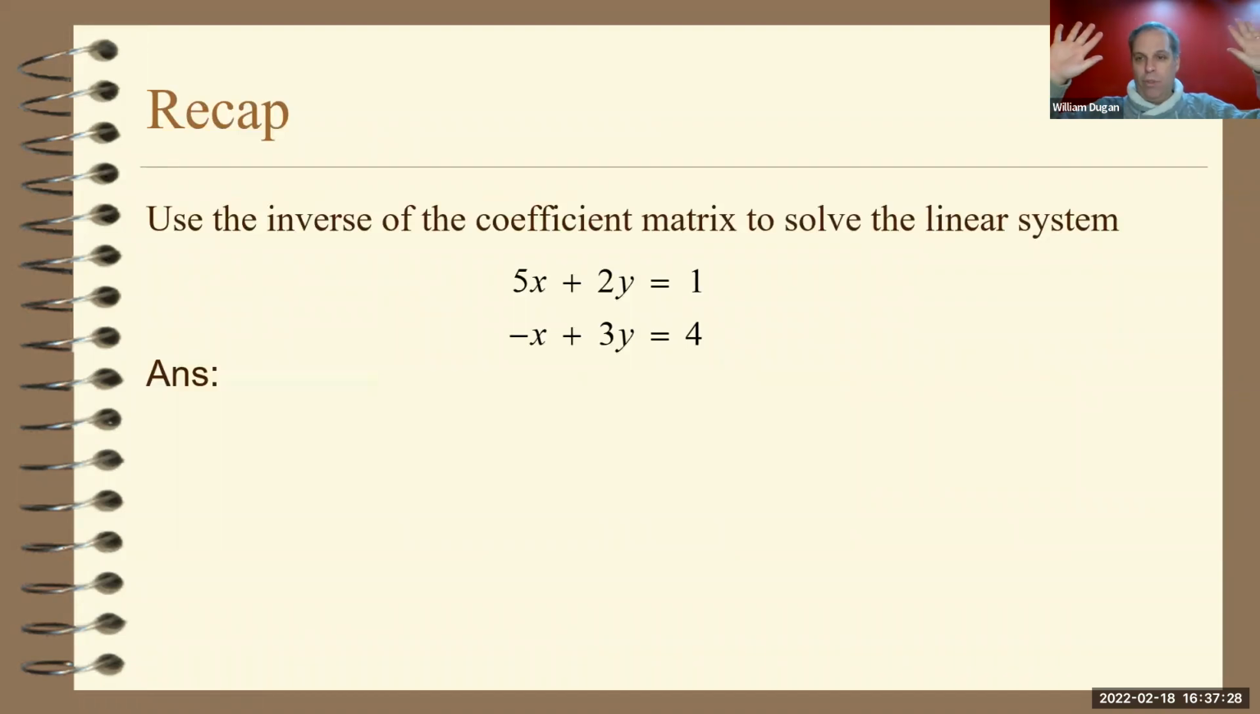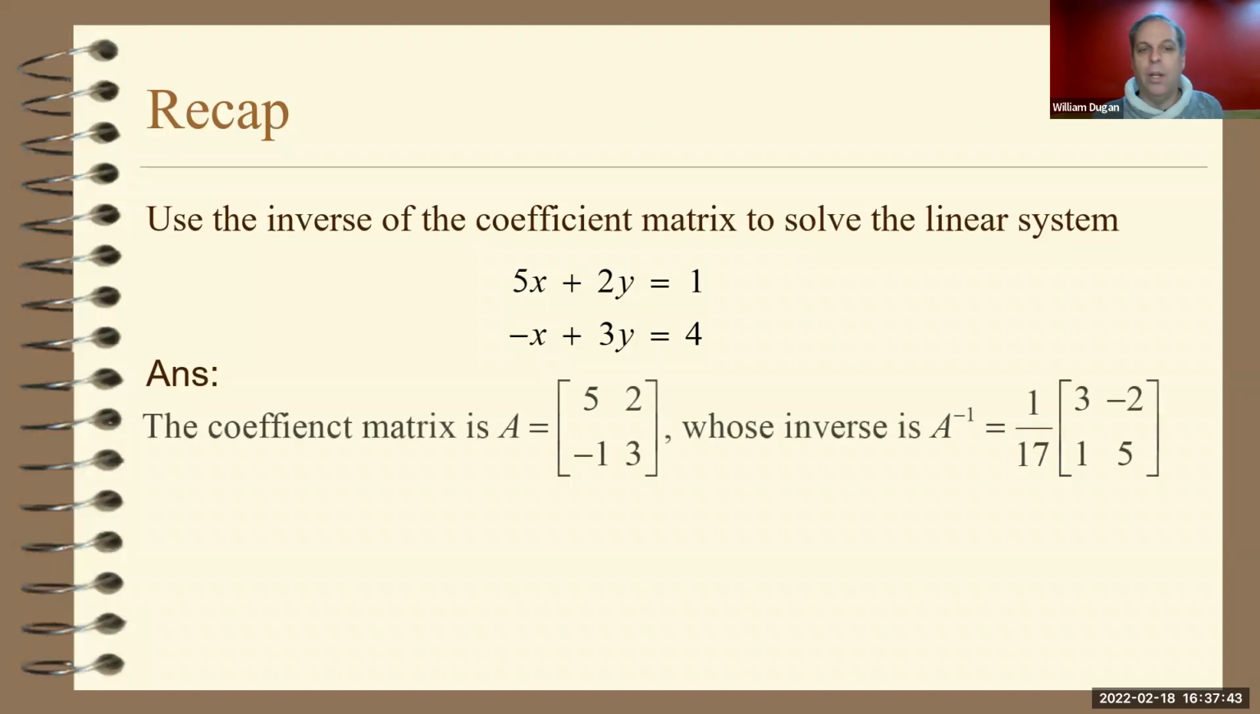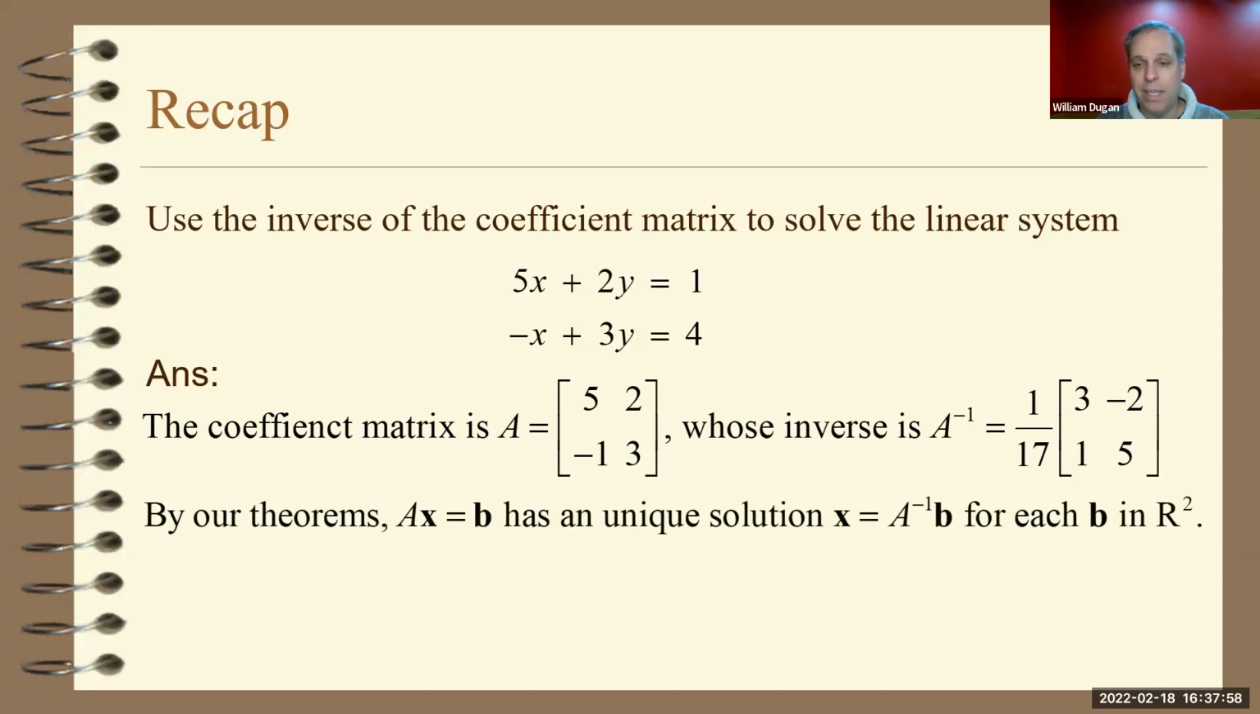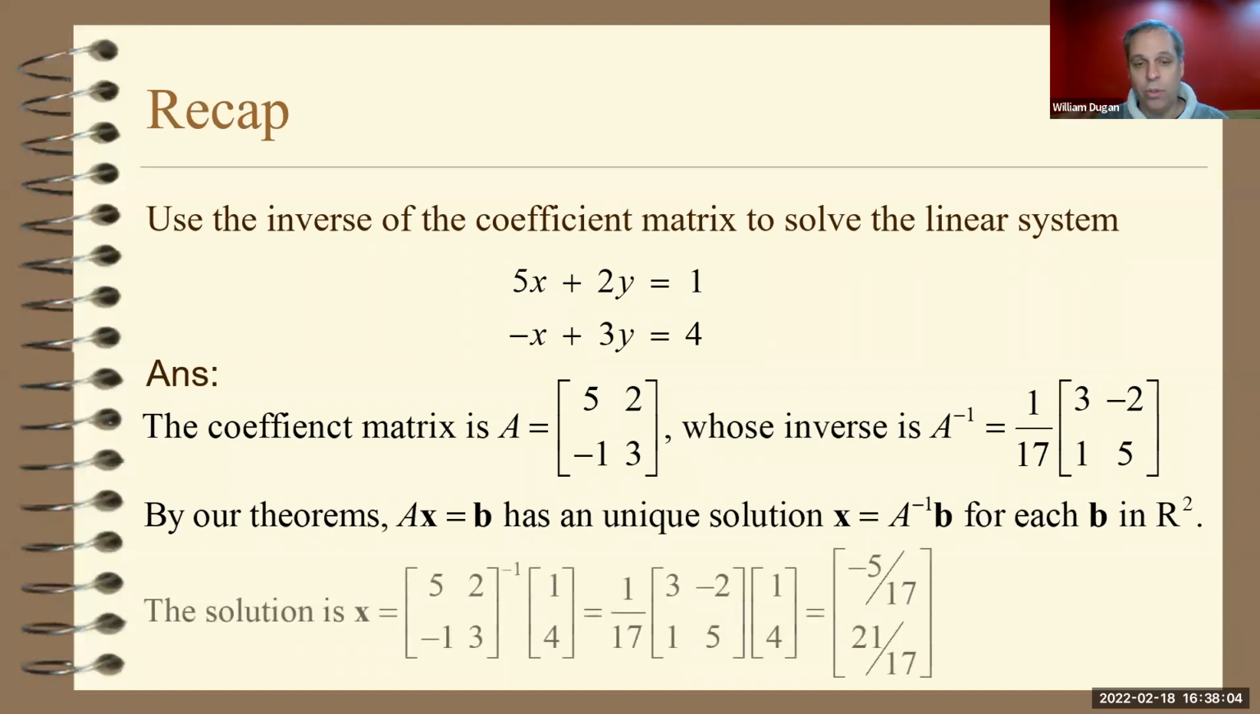Let's recap it so you understand how we use it. Here is a linear system. It's a 2 by 2 coefficient matrix. That particular coefficient matrix, think of it in terms of matrix multiplication, and we use the inverse matrix to solve it. So we know the coefficient matrix is 5, 2, -1, 3. I just wrote down moments ago what the inverse was by using the theorem I just gave to you. But we also know from another theorem that the only solution to this system would then be X equals A inverse times B. And B here is 1 and 4. So the only solution is found by taking the inverse, multiplying it on the left of the vector 1, 4, and just doing that matrix multiplication.